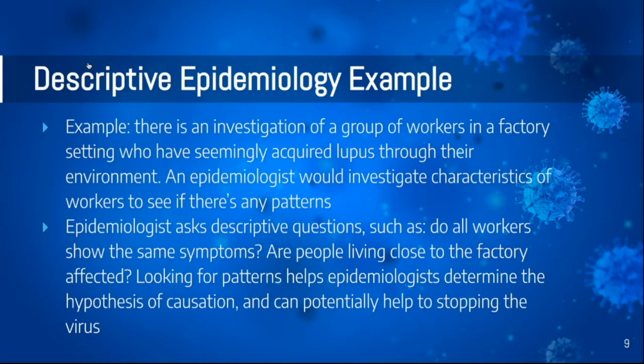Descriptive epidemiology. What is descriptive epidemiology? That is classifying the disease according to the variables person, place, or time. Descriptive epidemiology is usually looking for trends and patterns. An example: there is an investigation of a group of workers in a factory setting who have seemingly acquired lupus through their environment. An epidemiologist would then investigate all the characteristics of the workers to see if there are any patterns.